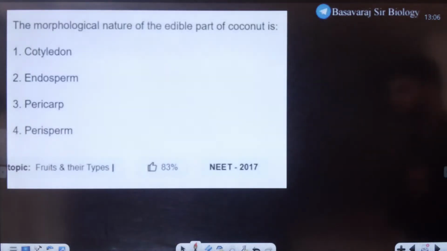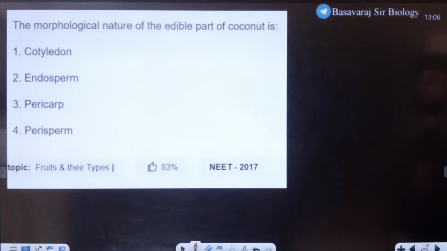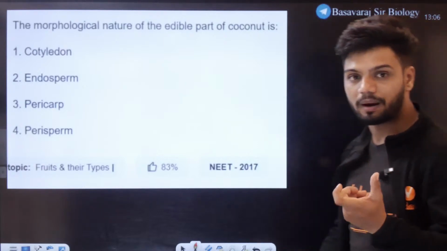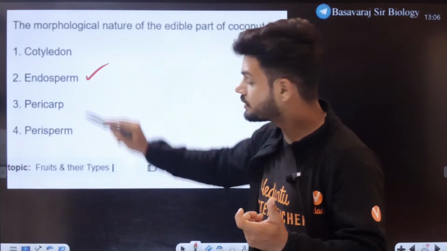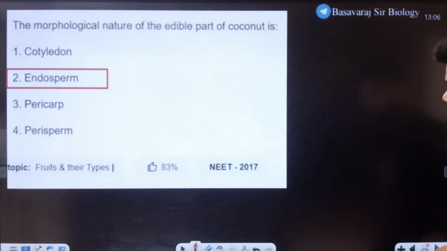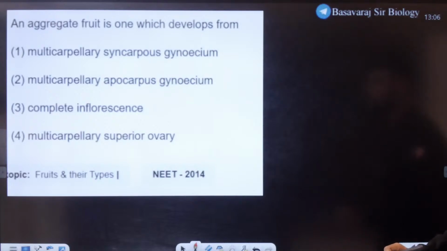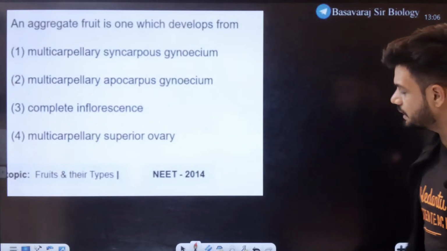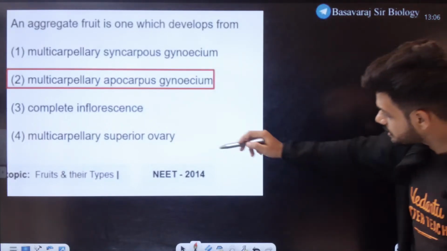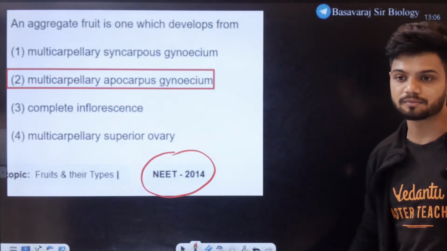Okay. Now, look at this question. Morphological nature of edible part of coconut is. In coconut, what do you eat actually? The liquid part or the solid part? We actually eat the endosperm. We eat the endosperm. Okay. Endosperm. Aggregate of fruit is one which develops from, students. What is developed from? Aggregate of fruit develops from, students. Multicarpellary, apocarpous. This is a NEET 2014 question which can be repeated again. Okay.